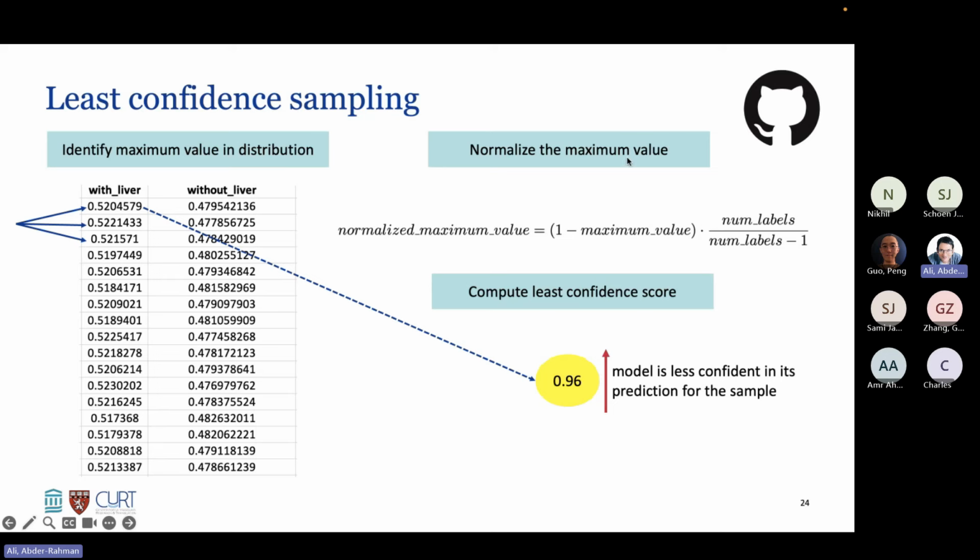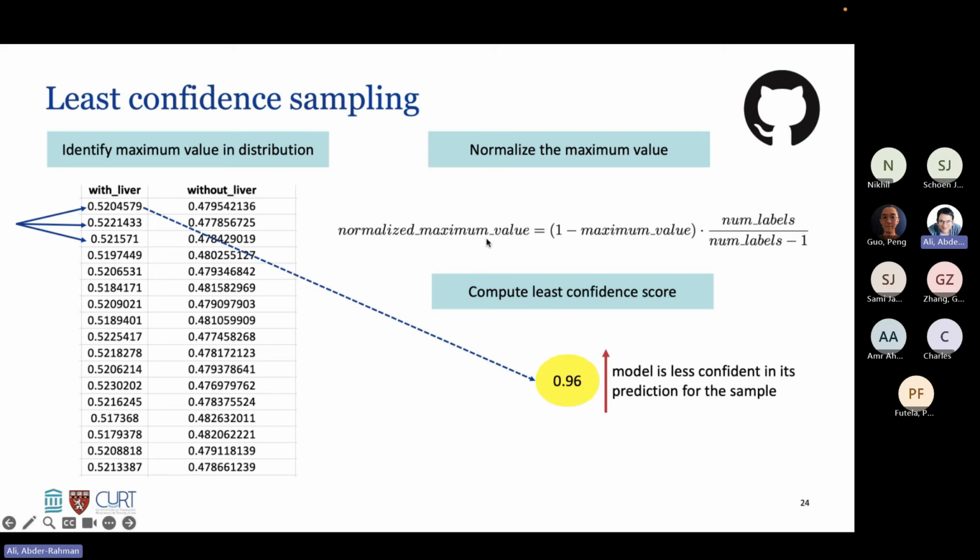Then we normalize the maximum value. That's the equation used to produce values from 0 to 1, relevant to the number of labels we're working with, because we want them to have the same weight. That's the goal of the normalization. So we have 0 to 1 values in relevance to our data set. The final step is to compute the least confidence score. The normalized value, in other words the result of the normalization equation, is my least confidence score.